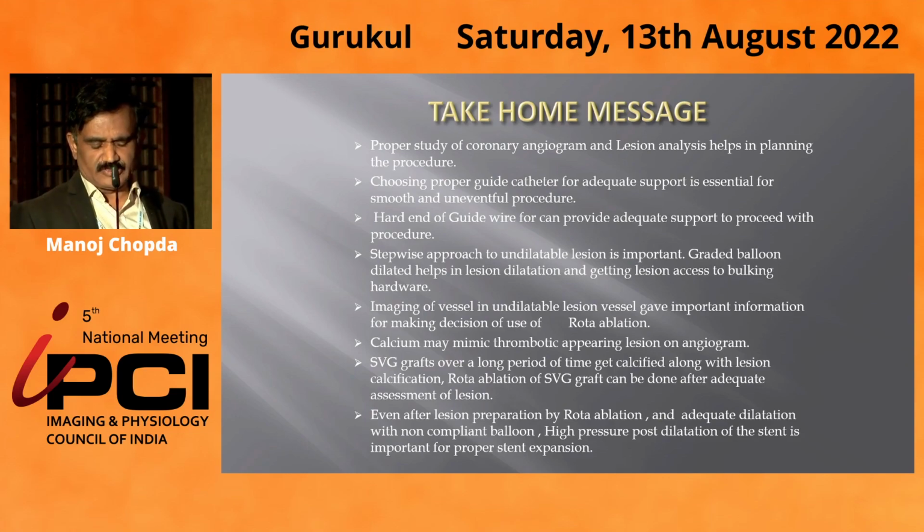And as SVG grafts get calcified over a period of 15 to 18 years, rotablation of SVG graft can be done with adequate assessment of the lesion. And after lesion preparation by rotablation and adequate dilatation with a non-compliant balloon, high pressure post-dilatation of the stent is important for proper stent expansion. And this is how we could do the SVG graft stenting with the rotablation and the post-dilatation. Thank you.